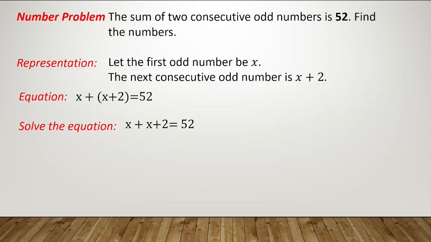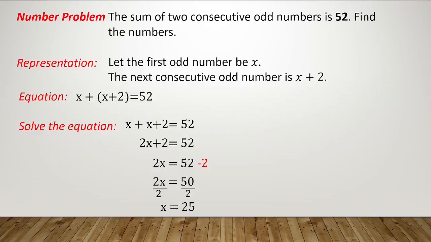Solve the equation. Combine similar terms. x plus x is 2x. And then 2 will move to the right hand side as negative 2. And then simplify and then divide both sides by 2. 50 divided by 2 is equivalent to 25.